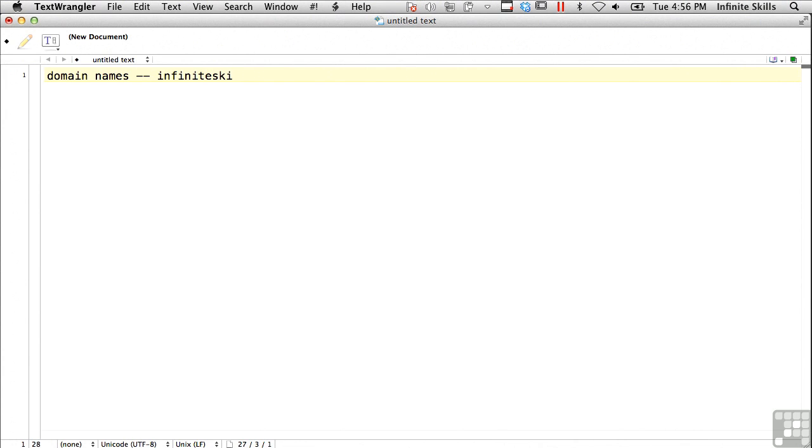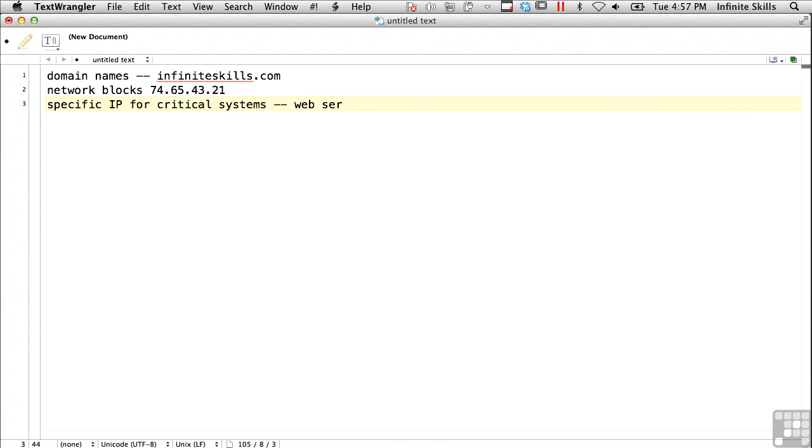So in this case, I want to do infiniteskills.com. I need network blocks. So far we've found one, and that's just a made-up IP address because I'm just putting information down. But I need network blocks. You may only have one IP address that you can find externally. You're going to want a whole range of internal blocks, and you can do a little bit of digging if you aren't provided those. You want specific IP addresses for critical systems: web server, email server, database if you can find it, those sorts of things.